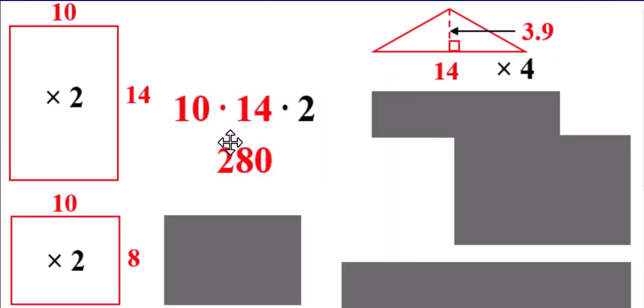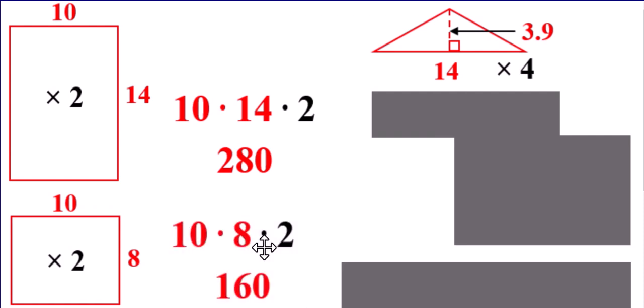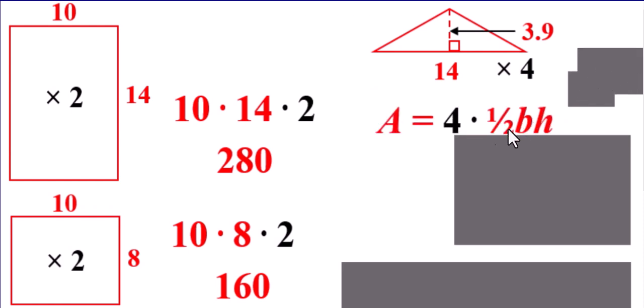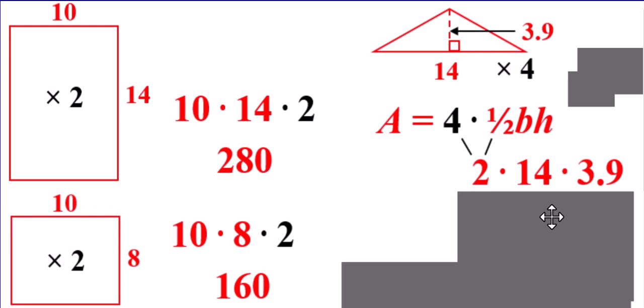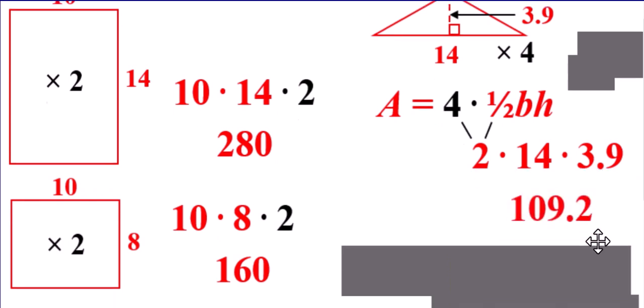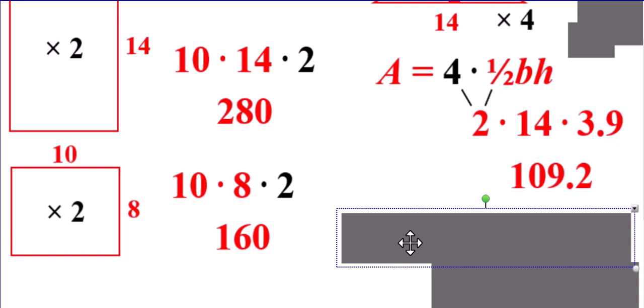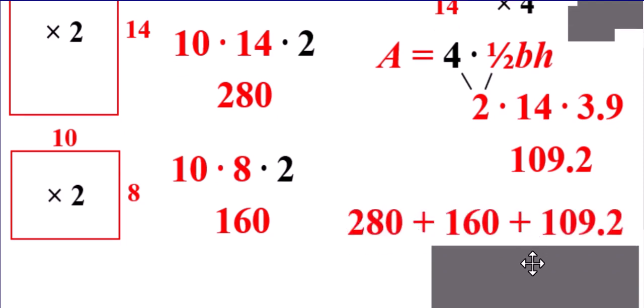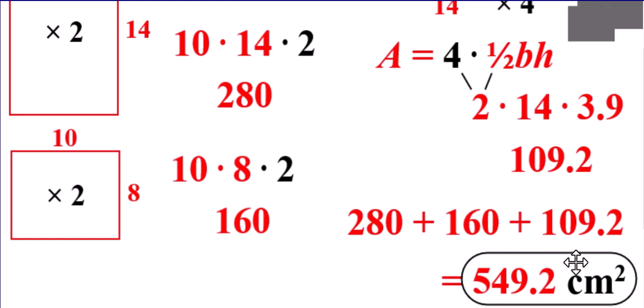For the rectangles that were 10 by 14, total surface area, total area of 280. For the rectangles that were 10 by 8, total area of 160, because there's 2 of them. For the triangles, 4 times 1/2. 4 times a half is 2. Not that you necessarily have to simplify that if you don't want to. I'm sure you can do it in your calculator. 4 times 1/2 times 14 times 3.9, giving you a total area of 109.2 for those 4 triangles. Add all of these together, and you're going to get a total surface area of 549.2 square centimeters.